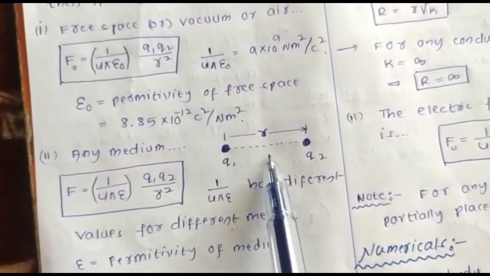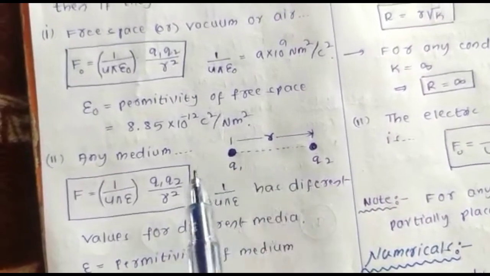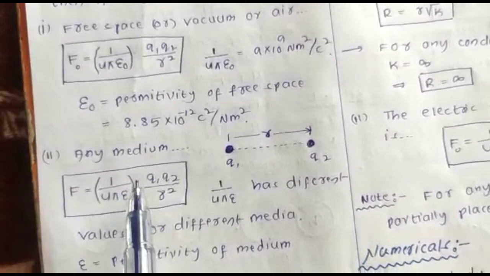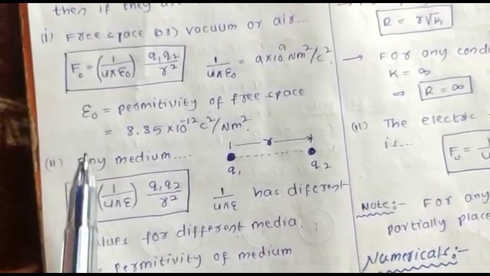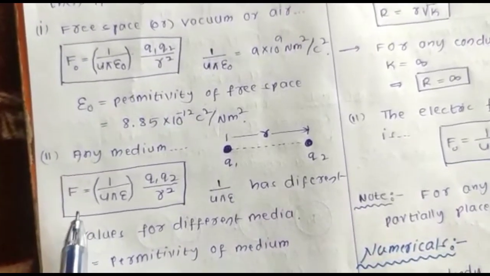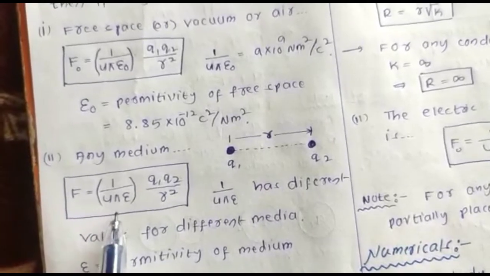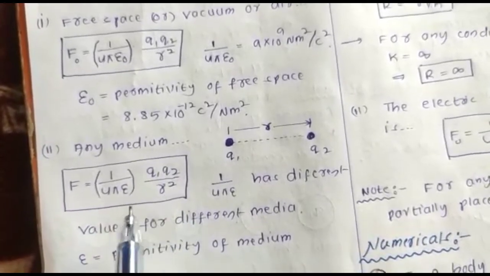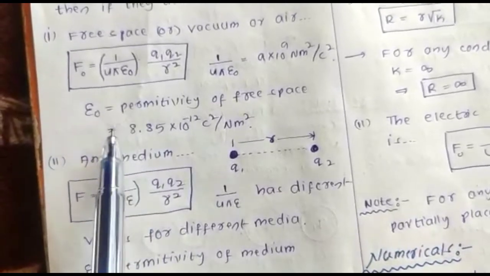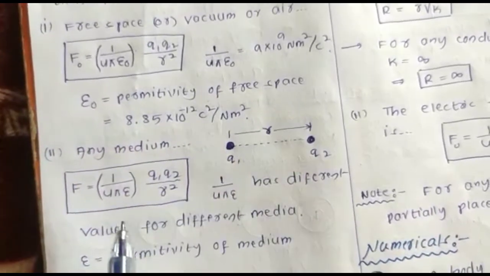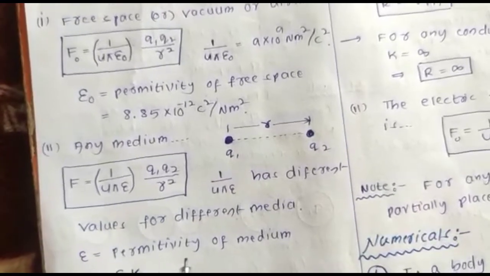If these two charges are present in any medium other than free space, then, since the force in free space is F naught, the force in the medium I am indicating with F. Therefore F is equal to 1 by 4 pi epsilon Q1 Q2 by r square. One difference is that here epsilon is the permittivity of the medium, whereas epsilon naught is the permittivity of free space.